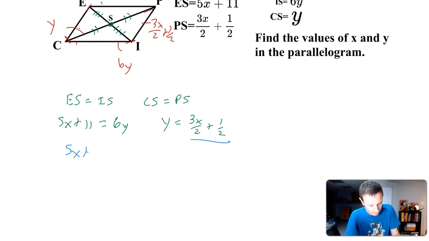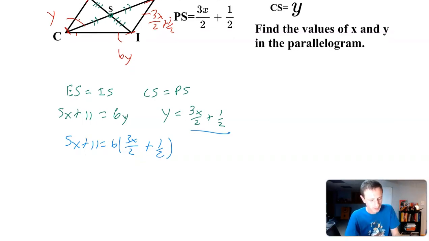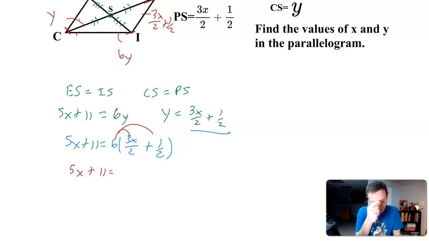There's not a rulebook here, so let's just see if something nice works out. So I'm going to have 6 times 3x over 2 plus 1/2. There's not a way you absolutely have to solve it. This seems logical, so I'm going to substitute in. Then I'm left with 5x plus 11 is equal to 6 times 3x over 2. So 6 divided by 2 is 3. 3 times 3 is 9, so 9x. Plus 6 divided by 2 is 3.